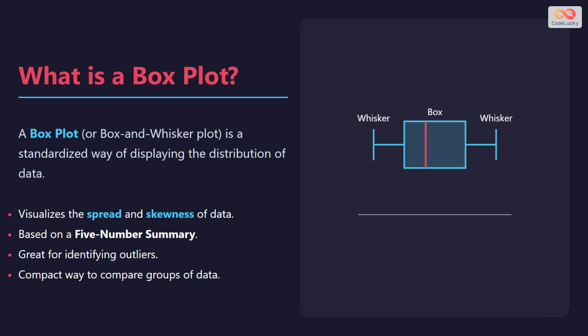So, what exactly is a box plot? It is a standardized method for displaying the distribution of data based on a 5-number summary. Think of it as a snapshot that reveals the spread and skewness of your data at a glance. It helps us see where the bulk of the data lies and identify any extreme values.